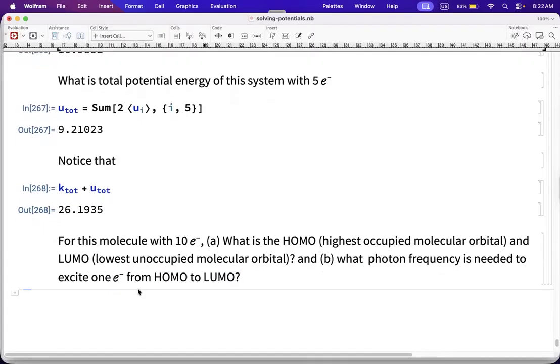So the answer, what is the answer? What is the HOMO, please? Very simple, right? So answer A, the HOMO is the level of 5. N is equal to 5, right? That is the HOMO.